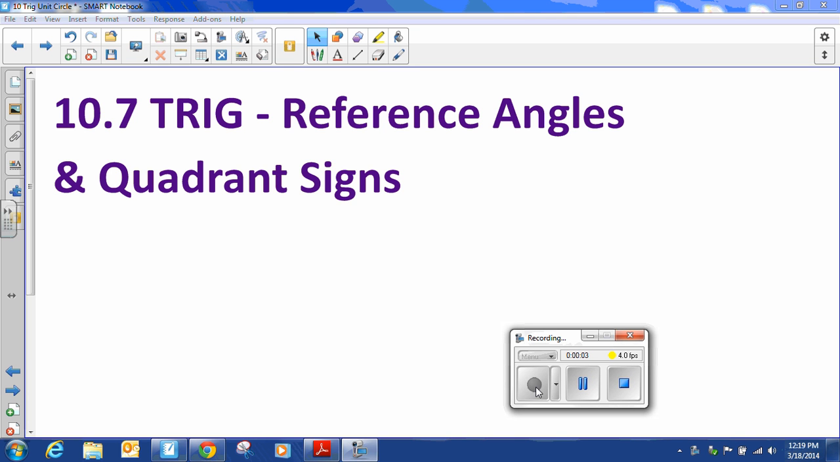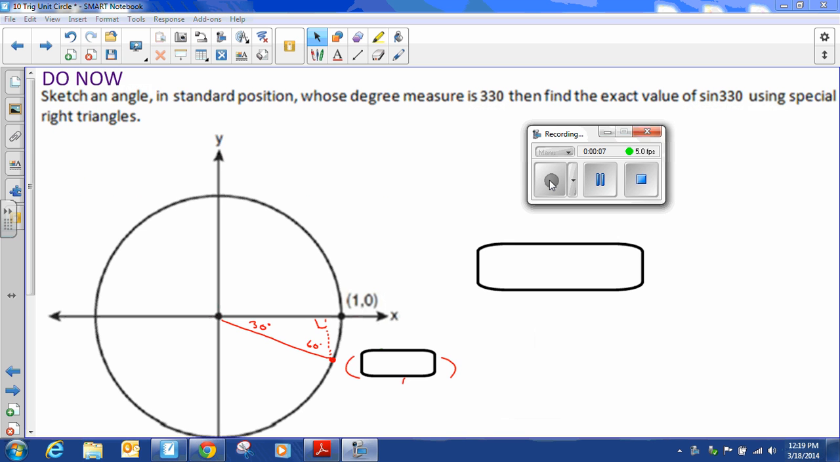10.7 trigonometry unit, reference angles and quadrant signs. In today's Do Now, you're supposed to sketch the angle in standard position, that is 330 degrees, then find the exact value of sine 330 degrees using special right triangles.